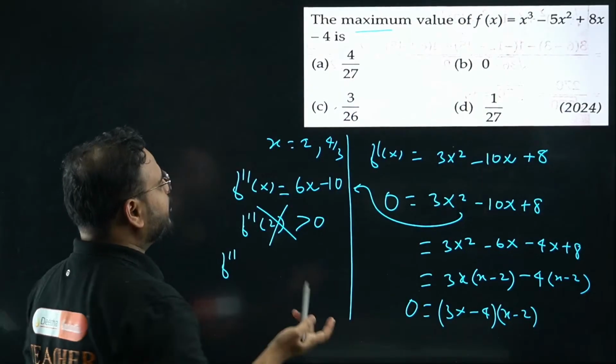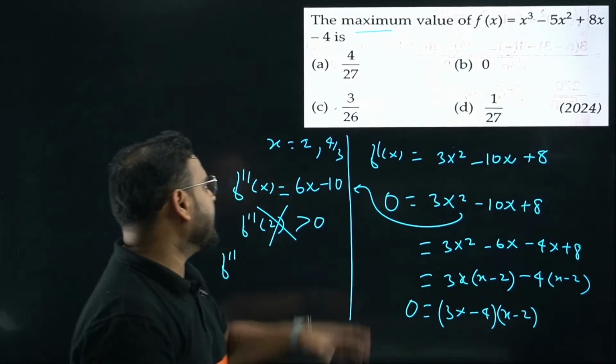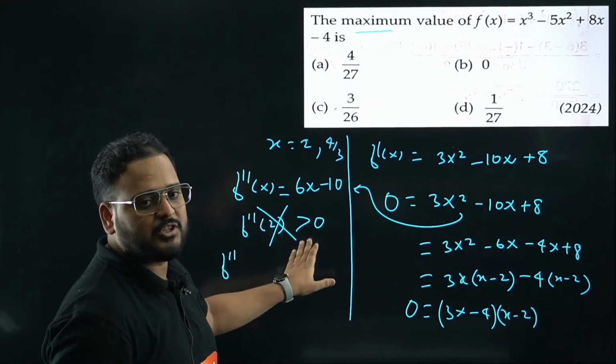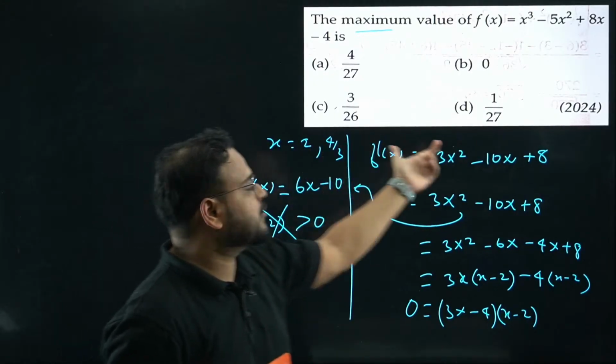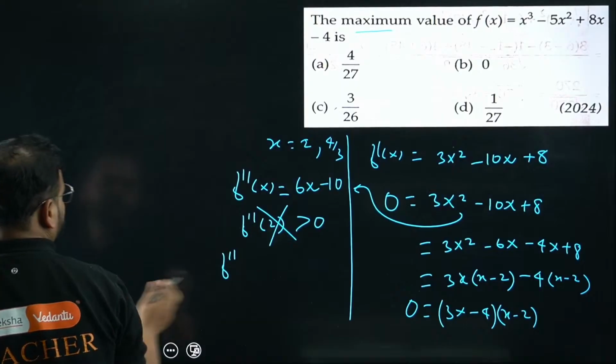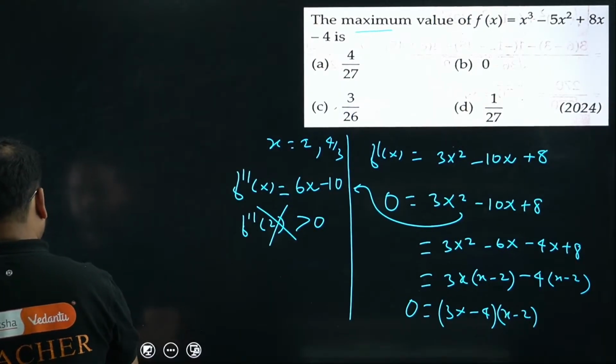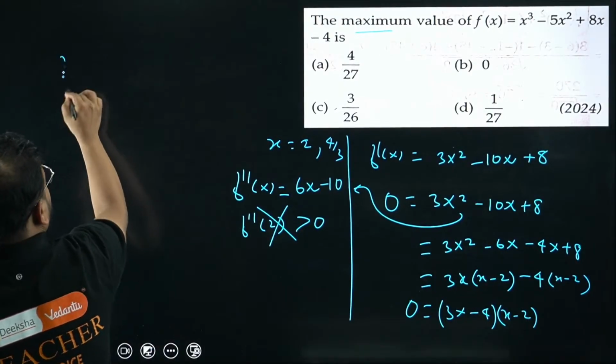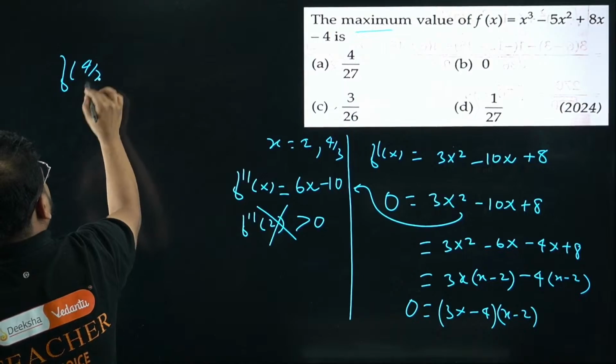We don't have to find that. We have only 2 points. At the point 2, I'm getting more than 0, which means the other point will be the maxima. So I don't have to find anything else, just simply find f of 4 by 3. That's the result.